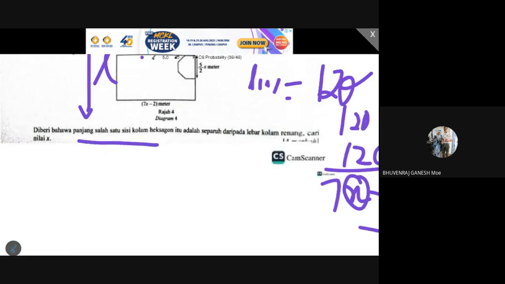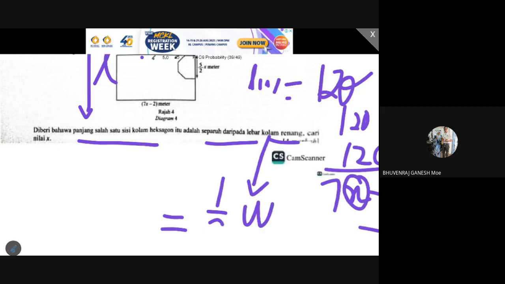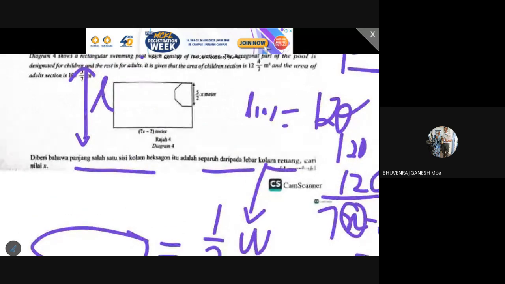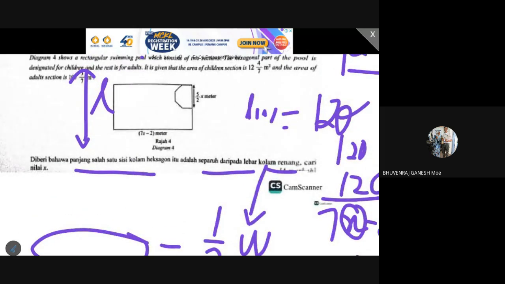Panjang salah satu sisi kolam hexagon separuh daripada lebar kolam renang. Lebar kolam renang we already assume is W. Half, separuh daripada lebar. So apa panjang satu sisi guys? Kolam hexagon. Can you tell me what is the value? Length of one side of the hexagon. Nilai apa mereka rujuk sekarang sebenarnya? Which value are they referring to here?